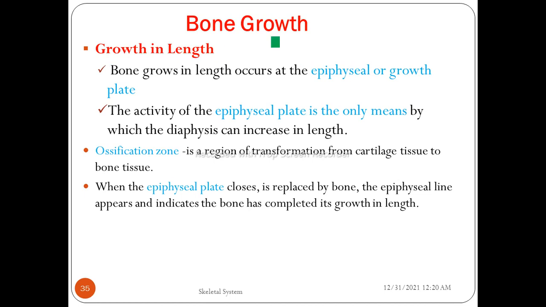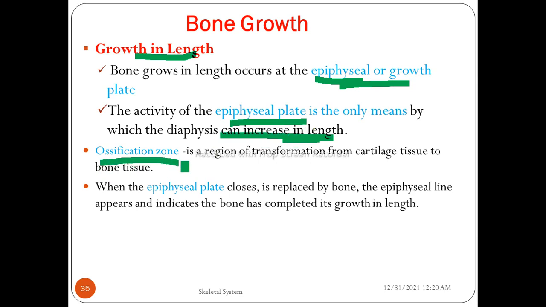Bone growth, as I told you, occurs in two forms. One is growth in length, the other is growth in width or thickness. Growth in length occurs at the epiphyseal plate, or we can give another name, growth plate. The activity of the epiphyseal plate is the only means by which the diaphysis can increase in length. So the epiphyseal plate is important for increasing length.